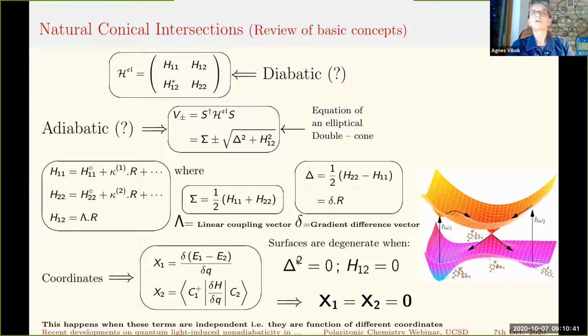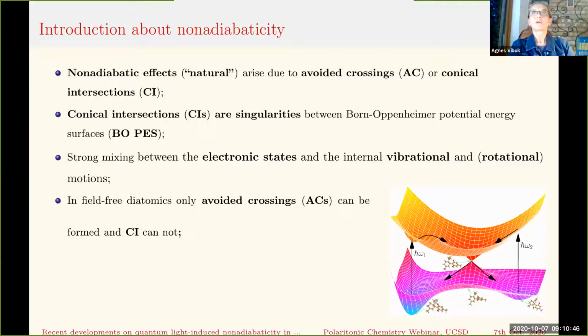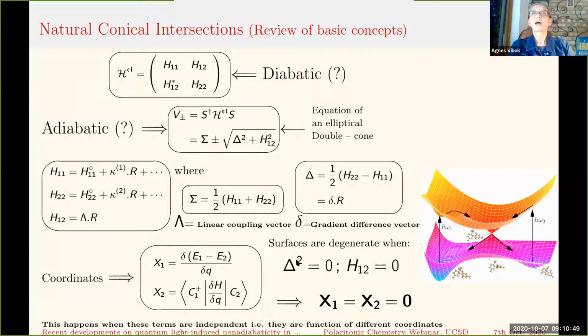So we have two criteria that have to be fulfilled at the same time. For this, we need at least two independent vibrational degrees of freedom. One can be the linear coupling vector, and the other is the gradient difference vector. So we can say that in first order, the degeneracy is lifted in this space, which we call the branching space, spanned by these two coordinates, the linear coupling vector and the gradient difference vector.